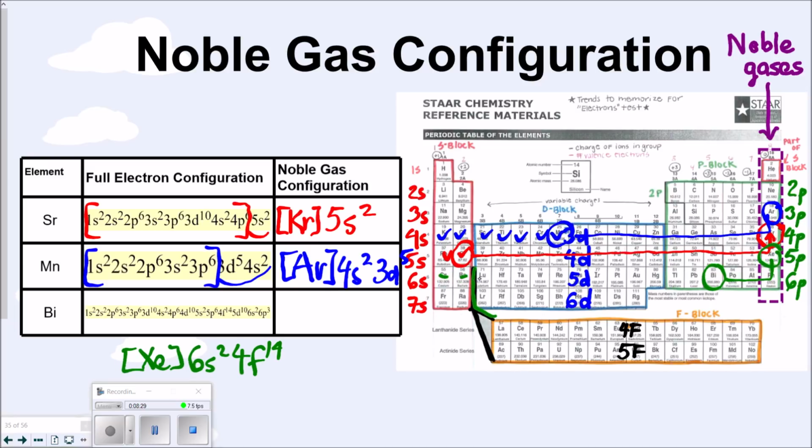Now you can go back to 5d, and then 1, 2, 3, all the way to 5d10, and then what's left? 6p3. And that's how you end this. And you can check, this is the ending to the full configuration right here. But you save yourself this entire part, which was taken care of by writing xenon in that bracket.